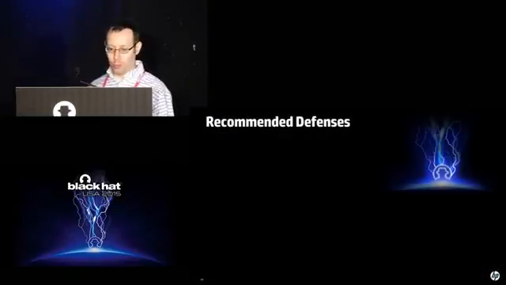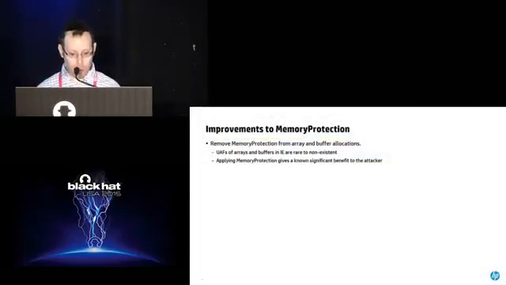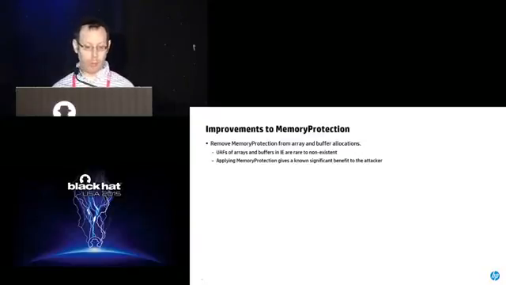We've made several recommendations to Microsoft for ways they can improve isolated heap and memory protection to harden them against the attacks we've discovered. In regard to memory protection, we make the recommendation to remove memory protection from array and buffer allocations. This means that memory protection would apply only to scalar allocations. Our rationale is that one almost never finds an exploitable UAF condition in Internet Explorer where the freed object is an array or a buffer. So the benefit of applying memory protection to these types is doubtful. On the other hand, we've demonstrated how it can be a very significant benefit to an attacker. We therefore feel that memory protection will be a stronger defense if applied to scalar allocations only.